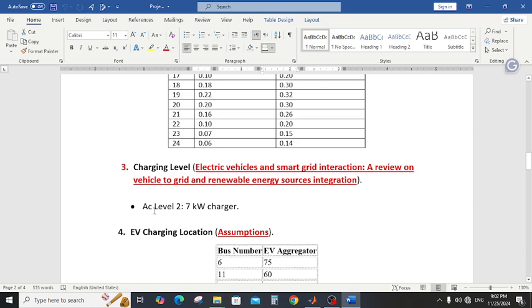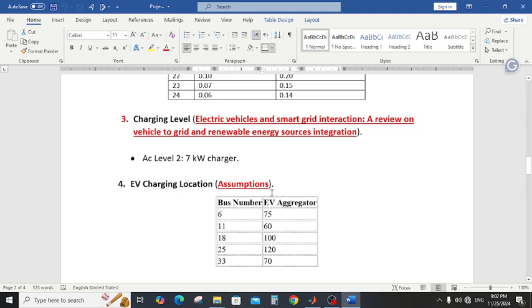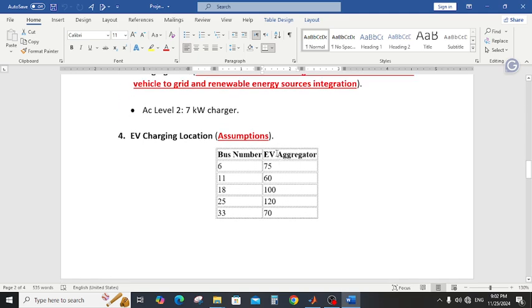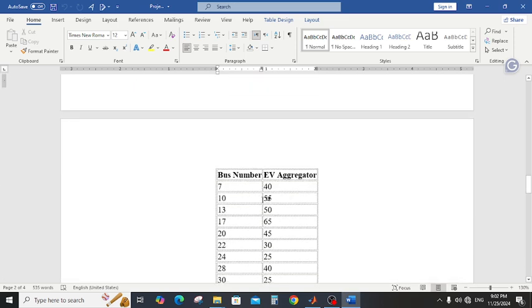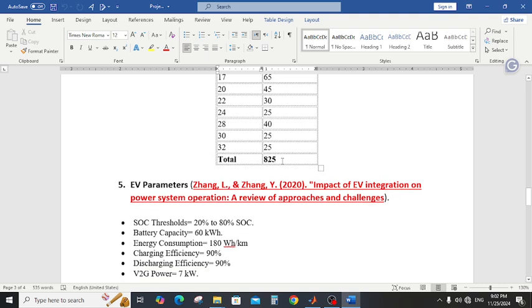And after that is the charging level. The charging level means the level of the charging in each home or station. The reference is AC level 2, a 7 kilowatt charger per hour. And the energy charging location is an assumption. As you see, EV aggregator, the number of EV at each bus. At bus 6, we have 75 EV aggregator, and the same thing at bus 18, 100 EV aggregator, and so on.